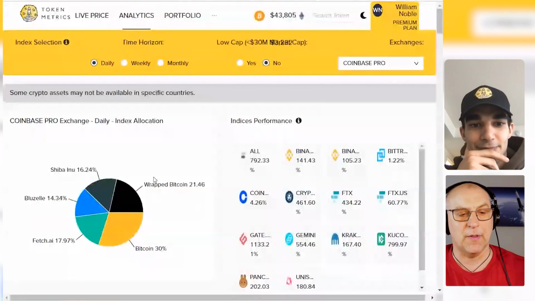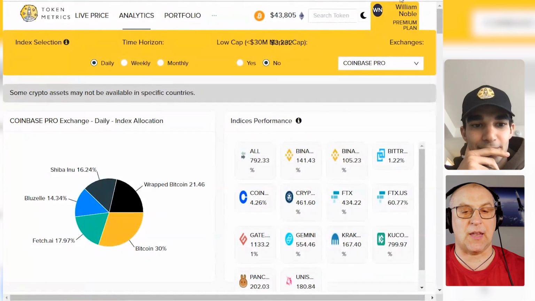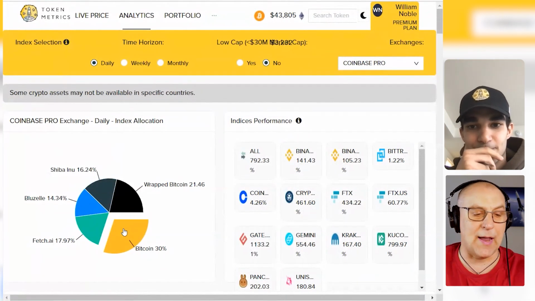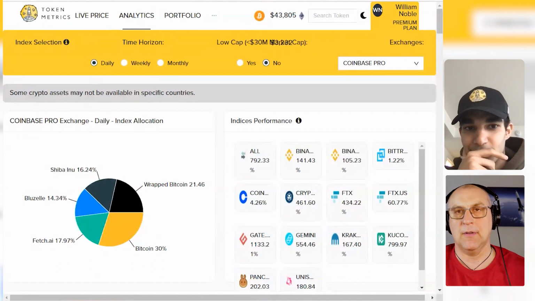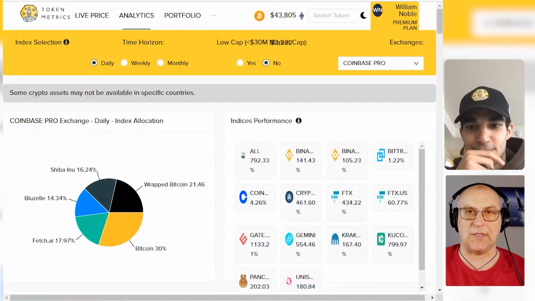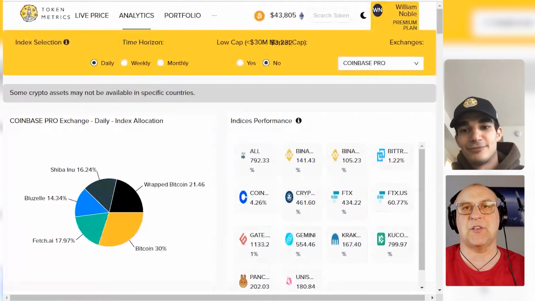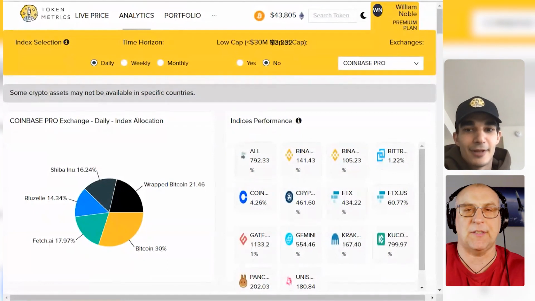All right, let's begin with, what's a Token Metrics index and how do you trade it? So I'm going to share screen and pull up a Token Metrics Coinbase index. This is a daily index, so why don't you tell us what's in the index? Why is it 30% Bitcoin? And when you have a daily index, what does that mean? Does that mean it's just for today, or 9 to 5, or what's the scheduling? Tell us about the daily indices.